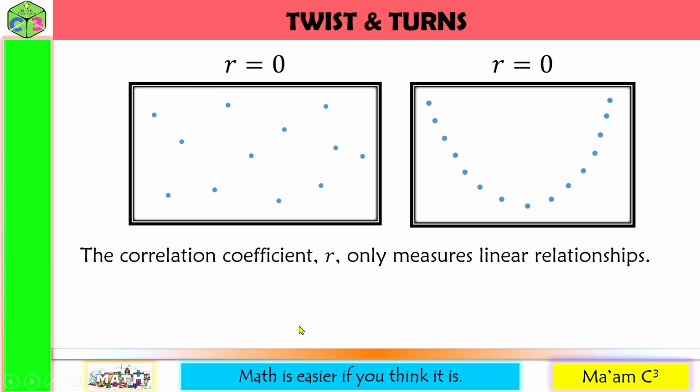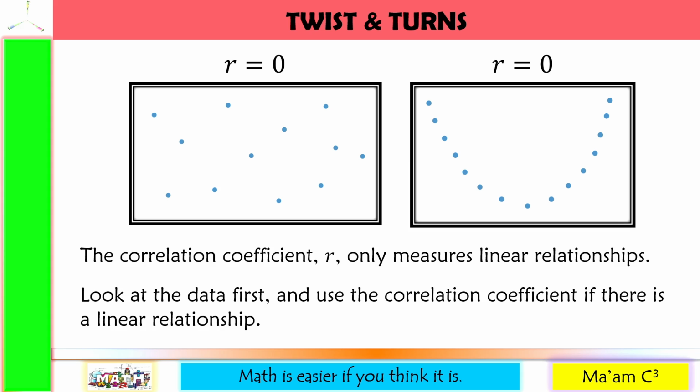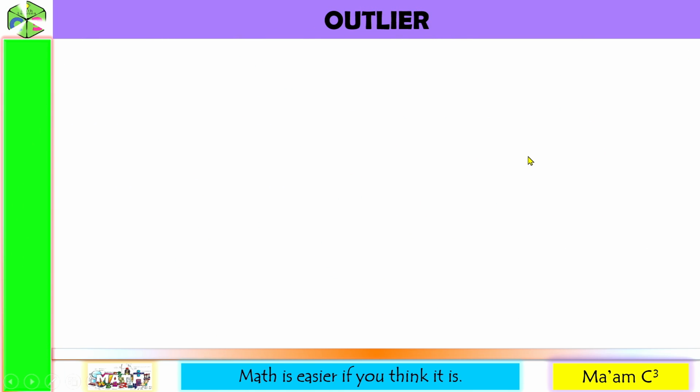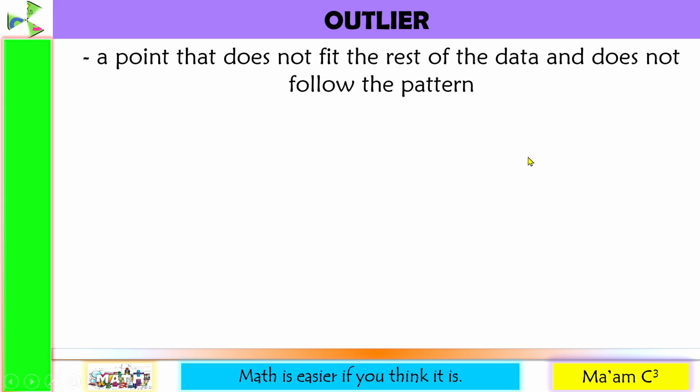If that is the case, if you are given two quantitative variables, you have to look at the data first and use the correlation coefficient if there is a linear relationship, meaning you are not going to use R if the relationship is curvilinear. Next thing that we are going to talk about is the outlier. Outlier is a point that does not fit the rest of the data and does not follow the pattern.